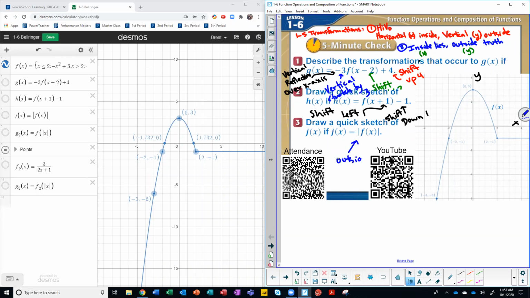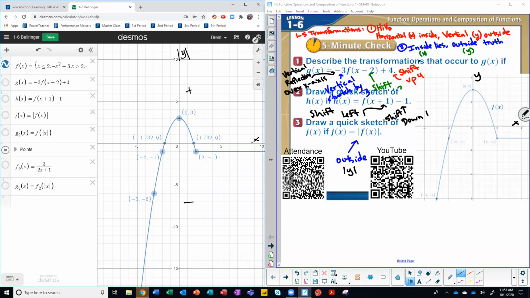So here's what I want you to know. If it's outside, it's a vertical, or it's dealing with the y's, and it's going to tell the truth. So basically, you're just going to find the absolute value of the y's. How this graph would look is, as the student just said, the y values that are positive stay positive. Remember, on the y-axis, this is the positives, this is the negatives. The parts that are above the x-axis are going to stay the same. The parts that are below the x-axis are going to become positive.